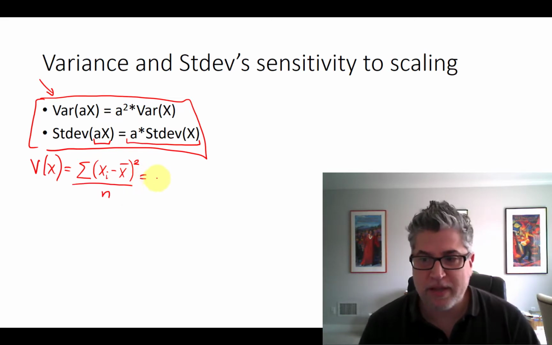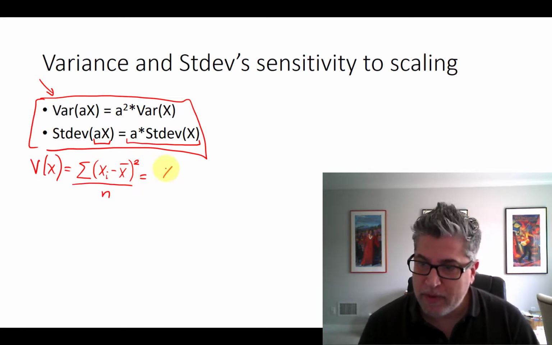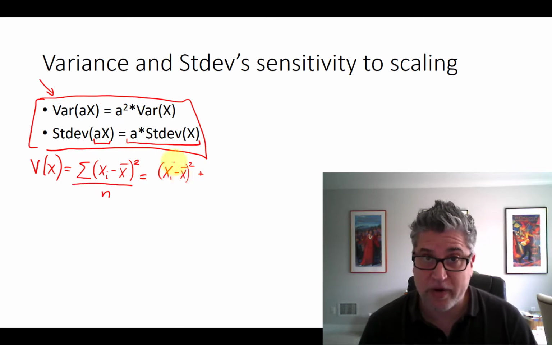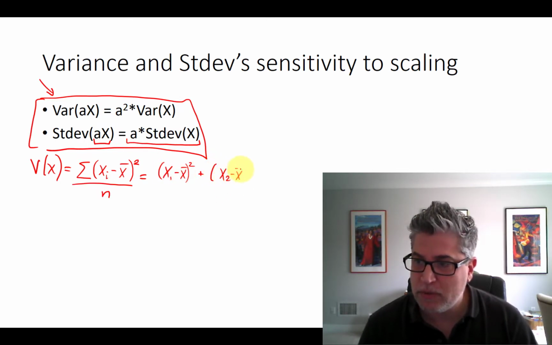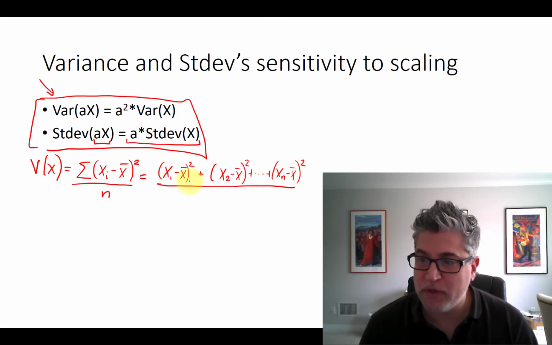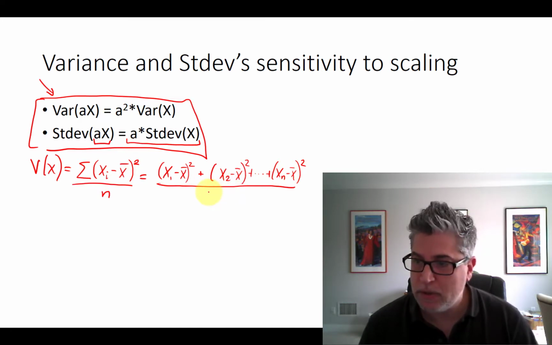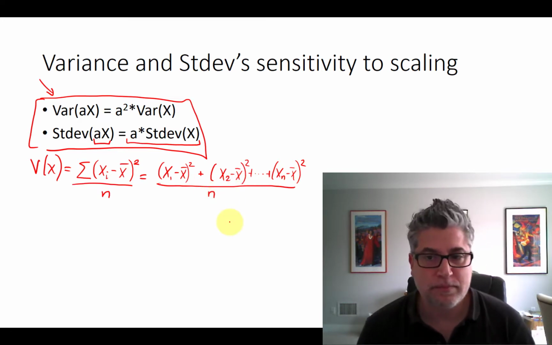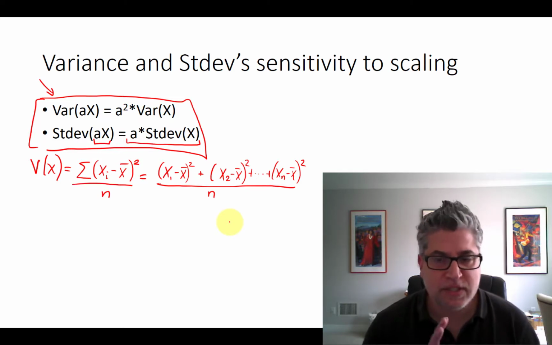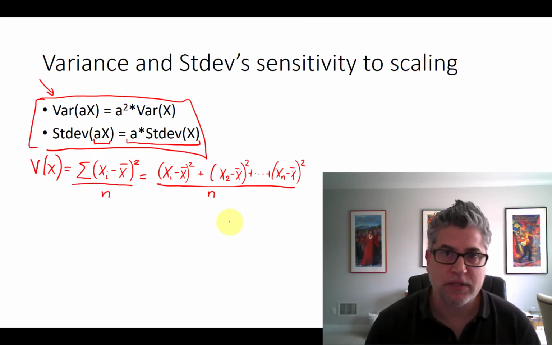If we were going to spread this out, we would have x1 minus x bar squared, our first observation's squared difference from the mean. We would do that for our second observation, and so on and so forth all the way until our very last observation. We would add up all of those n terms and then divide by n. Okay, so that's the definition for variance.